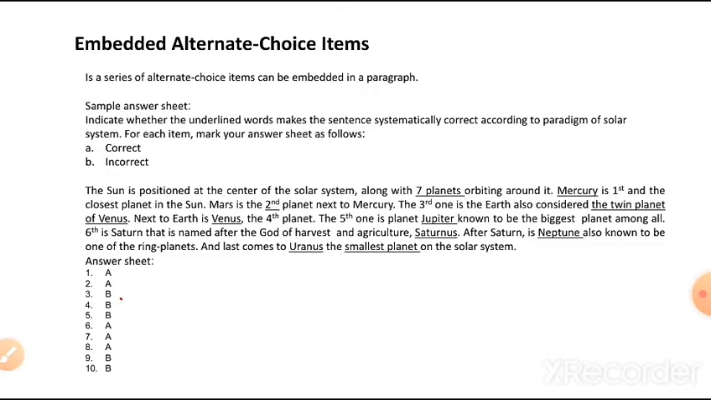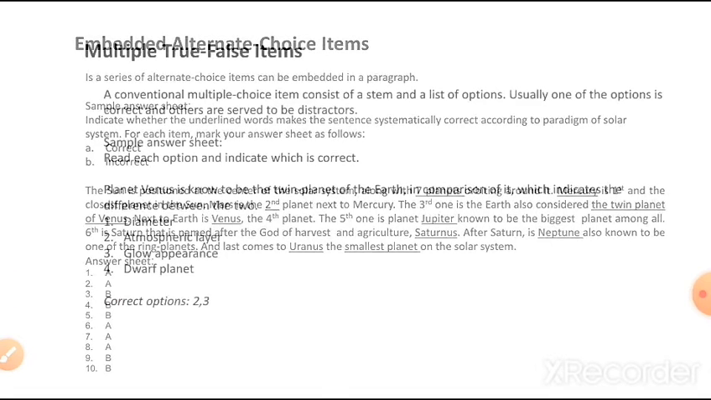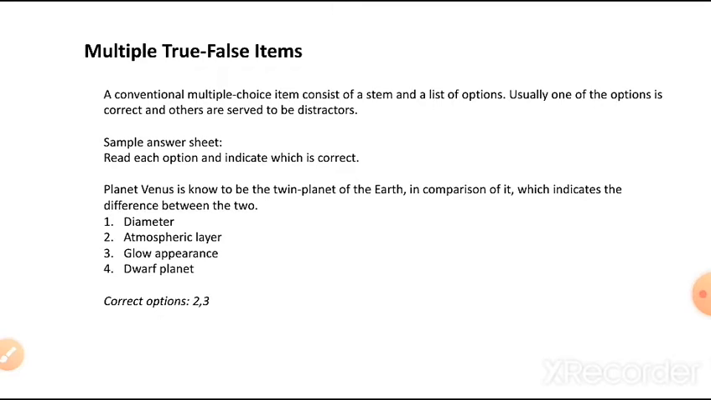Students are able to identify the underlined word, which states if it is correct or incorrect, and in this variation, the students are required to provide their own answer sheet. It is based on the underlined words that serve as the item. So let's move on to the multiple true or false items.